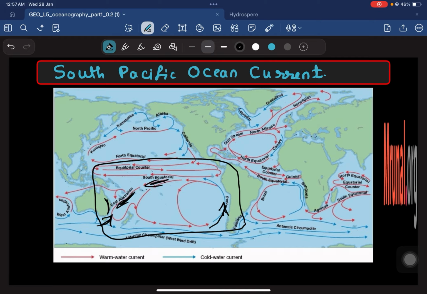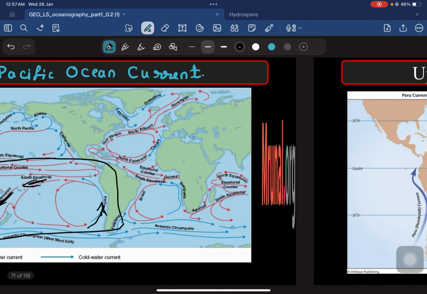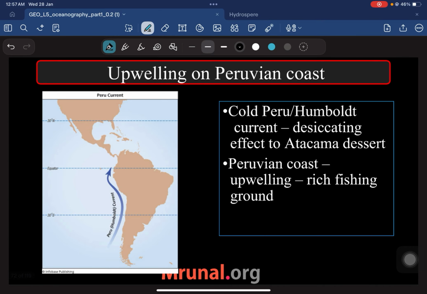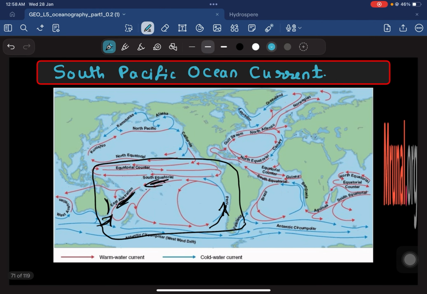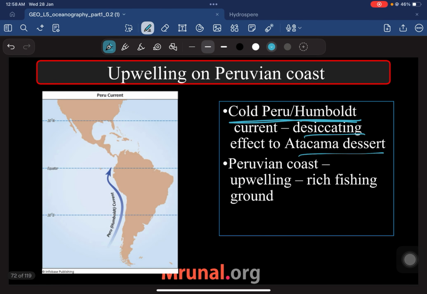This Peru current is also called the Humboldt current. This Peru or Humboldt current will give a desiccating effect to the Atacama Desert. Here the Atacama Desert is there. The Atacama Desert is present in South America. It will give a desiccating effect to the Atacama Desert. Understood up to here? And this Peruvian current will be the main reason for upwelling.